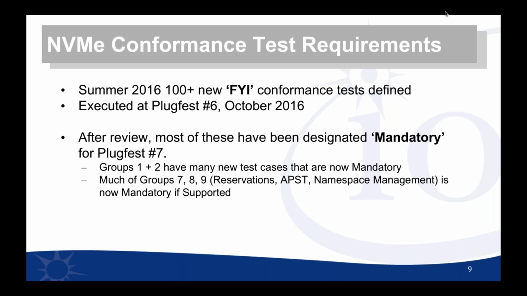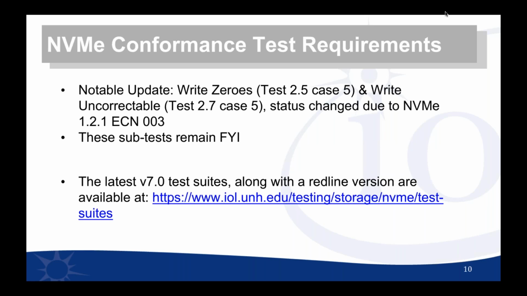So groups 1 and 2, remember those are the identify commands and some of the NVMe admin commands. There were quite a few new test cases in those groups that got moved to mandatory. And groups 7, 8, and 9 are now mandatory if supported. Group 7 is reservations, group 8 is automated power states, and group 9 is namespace management. So if your device supports those features, there are now some mandatory tests associated with them.